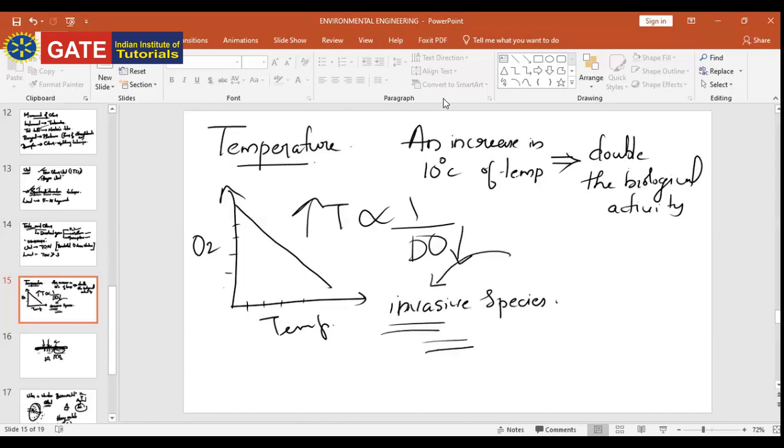It increases the concentration of some of the pollutants in water, such as ammonia. See, ammonia actually requires a nominal temperature to be in it.